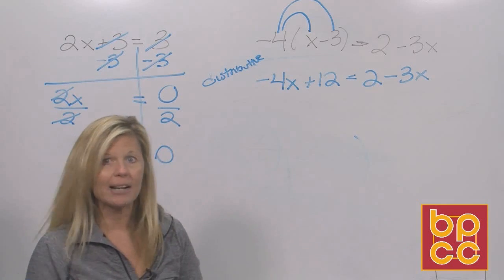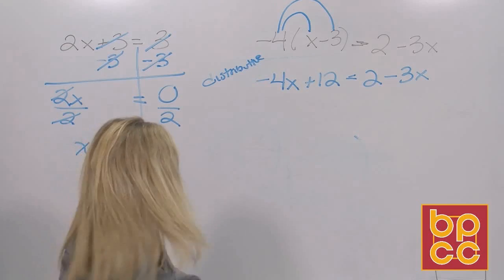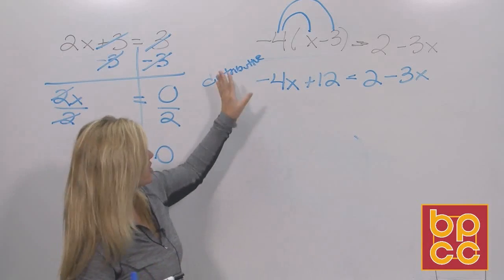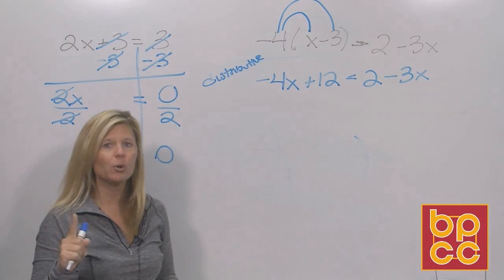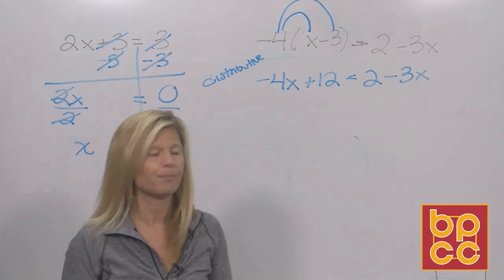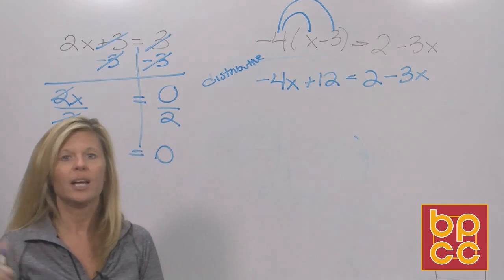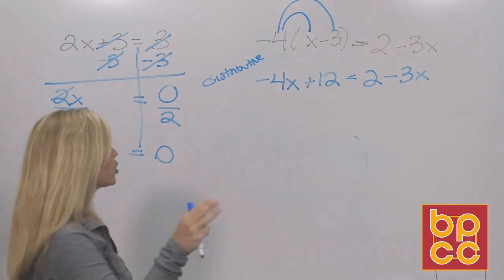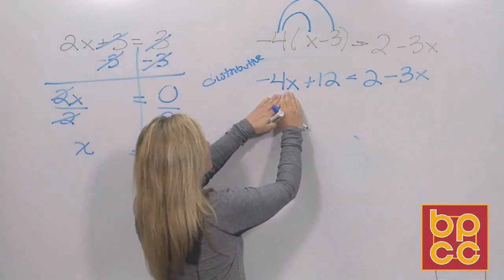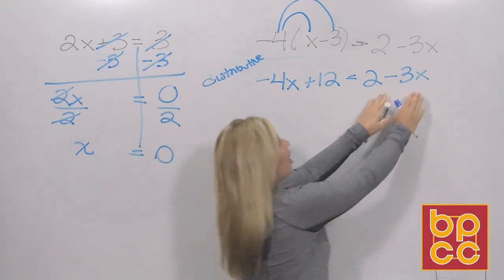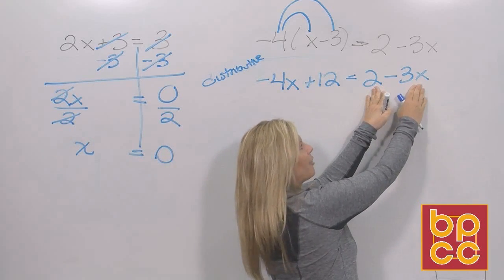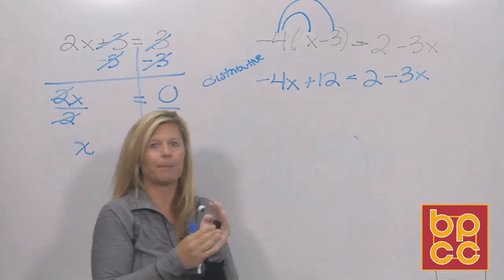Try not to do too much at once. The first step in solving linear equations is if there's parentheses, get rid of them. I got rid of them. Step 2 is to get rid of fractions or decimals. I don't have that in this equation. Step 3 is to collect like terms. Well, on the left side, there's a 4x and a 12. They're not alike. I can't put them together. On the right side, there's a 2 and a 3x. They're not alike. I can't put them together.